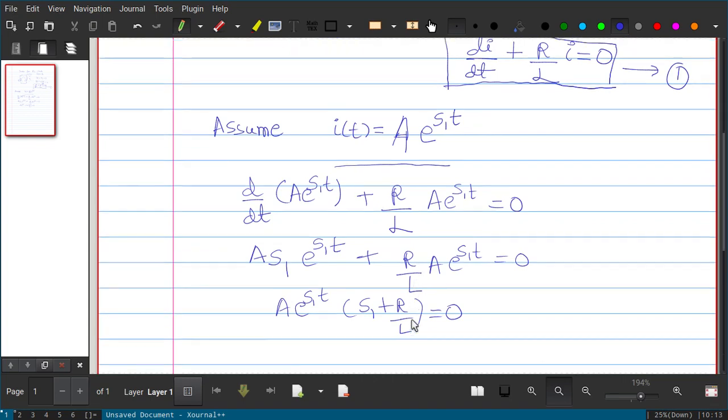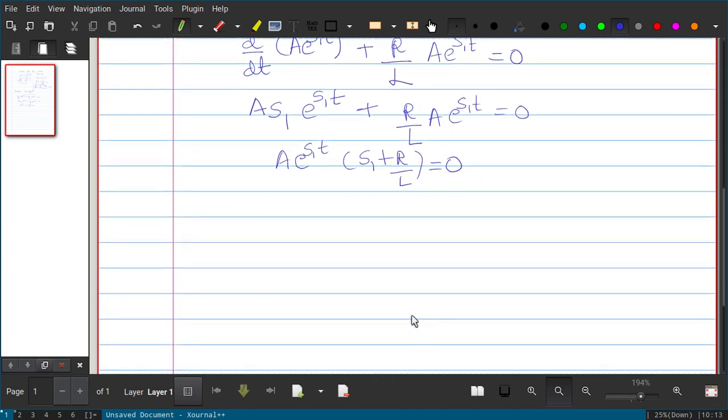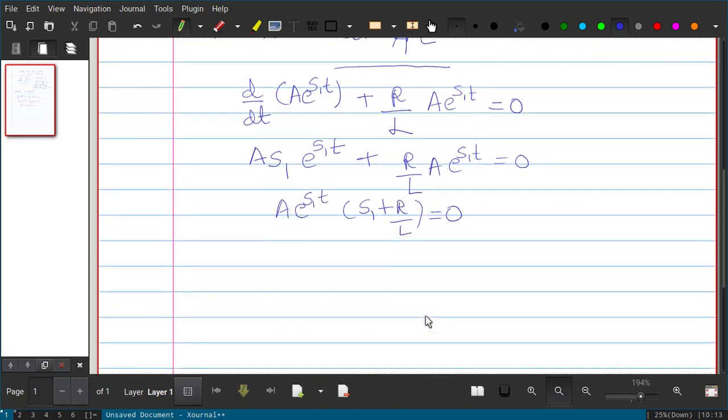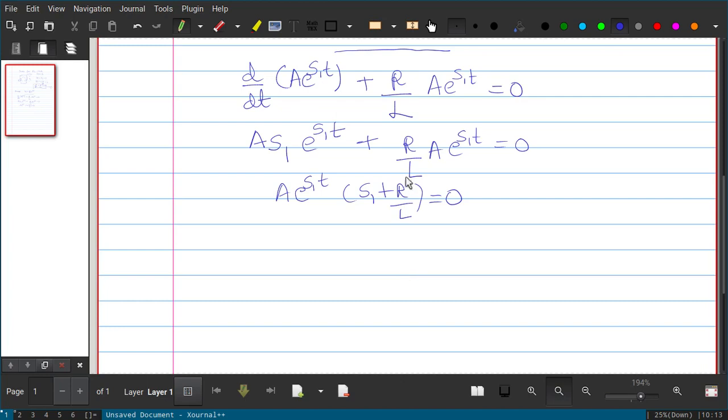Now what is the solution for this? The solution is either A equal to 0 or s1 equal to minus infinity. But in that case, what happens? Our assumed solution, if A equal to 0 or s1 equal to minus infinity, gives a response of 0. That is a trivial solution, so we will not use it. The probable solution will be s1 plus R by L equal to 0, and s1 is nothing but minus R by L.